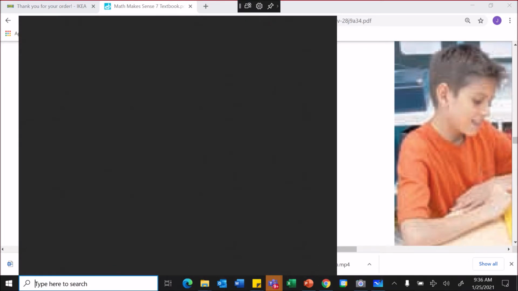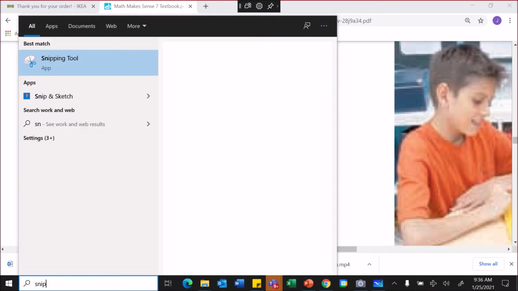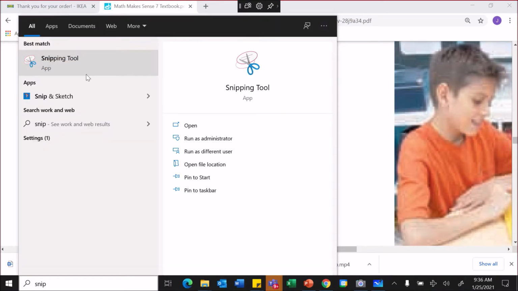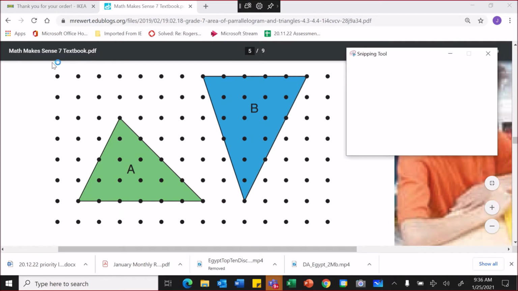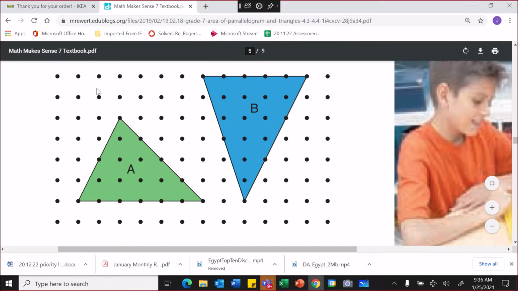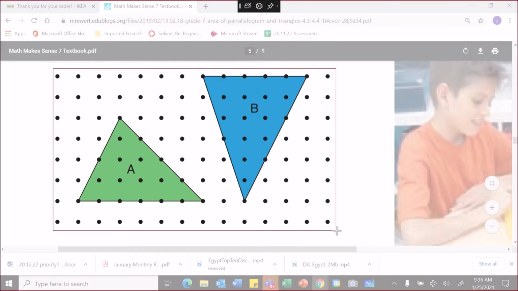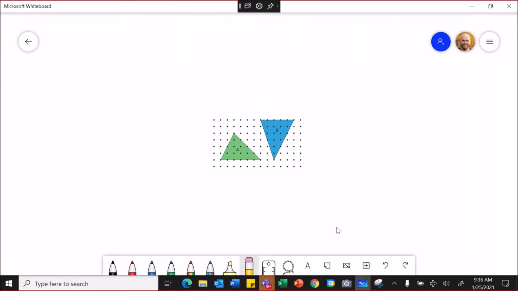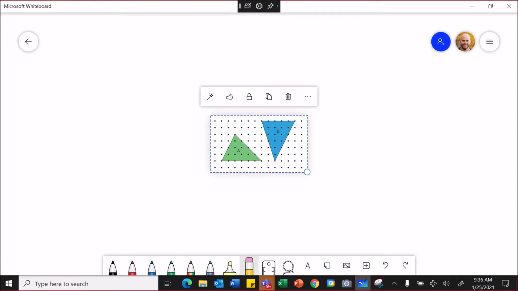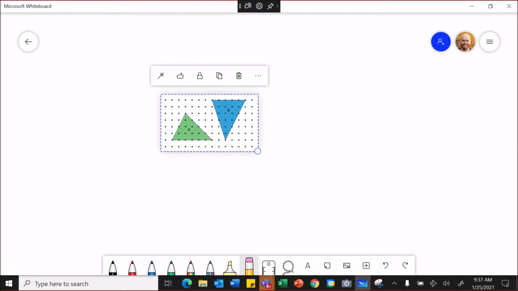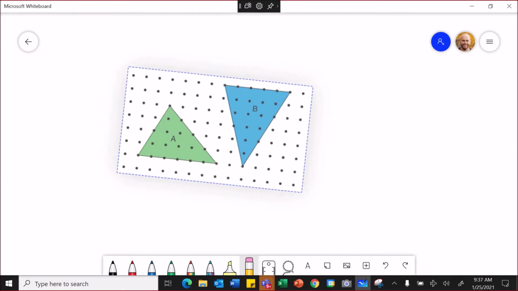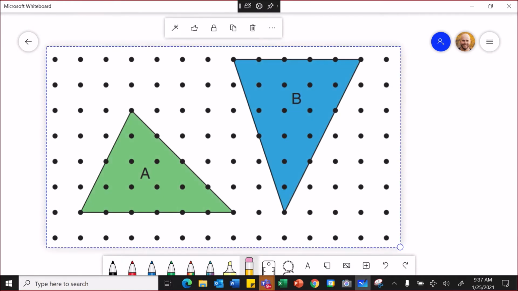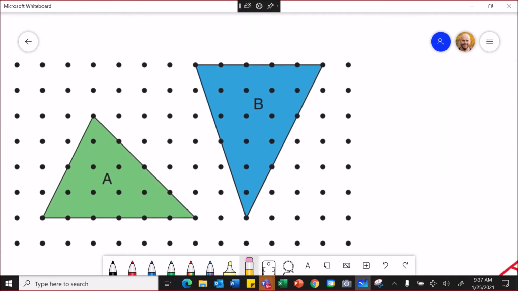We have an area of a triangle. So let's take a snip of this, and we're going to move it over to our whiteboard, and we're going to see if we can find the area of these triangles. Here we go. There it is in our whiteboard. Let me make that bigger. There we go.